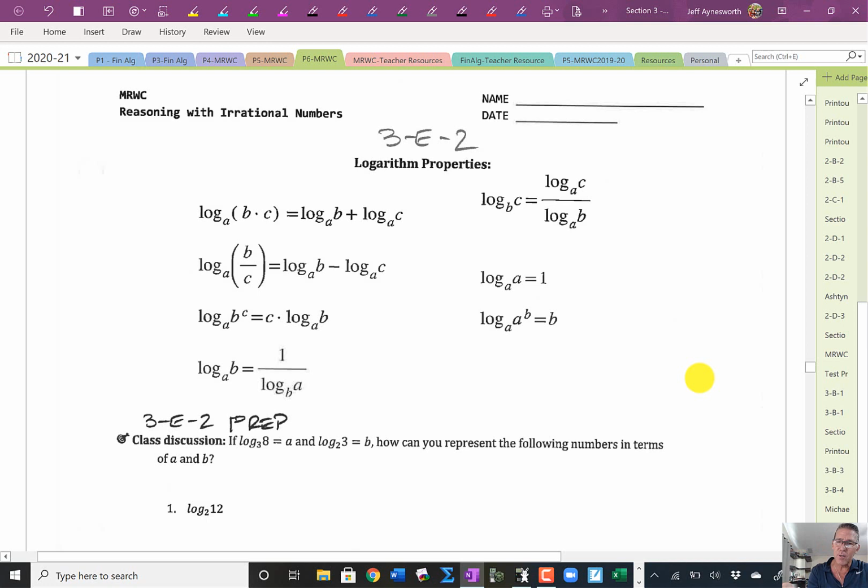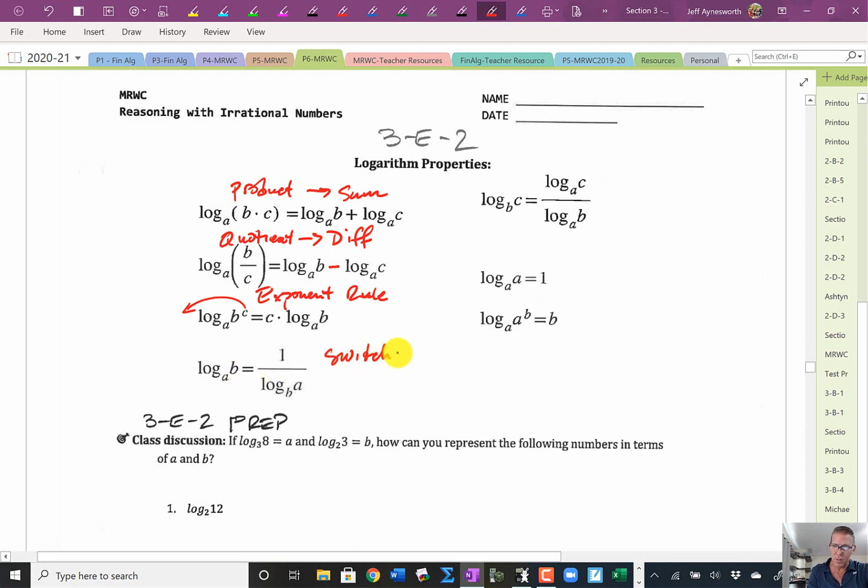So in 3E2, you got the product to sum property here. So product to sum. And then the next one, you got the quotient to difference. There's a minus sign here. And then you've got the exponent property. This is what I refer to as the exponent property or exponent rule, whatever. And here, switching the base and the argument.